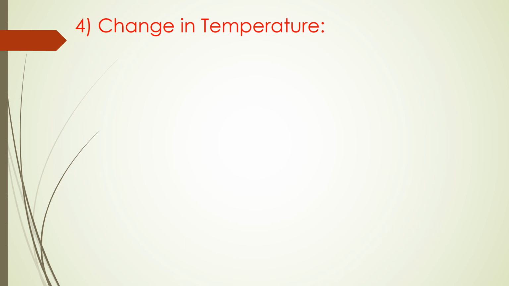Let us discuss another important characteristic property of a chemical reaction: change in temperature. Let us verify that heat changes take place in a chemical reaction with an activity. What are the materials needed to prove that? We need a laboratory thermometer and another chemical, quicklime, or any other chemical reaction we can take to prove this.